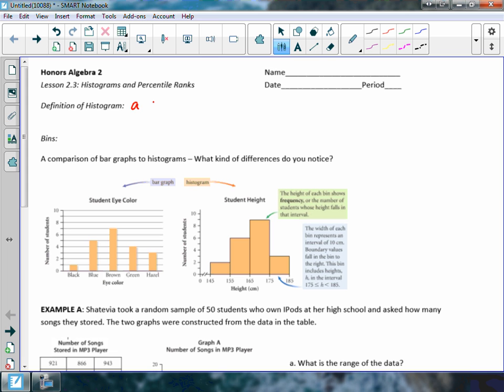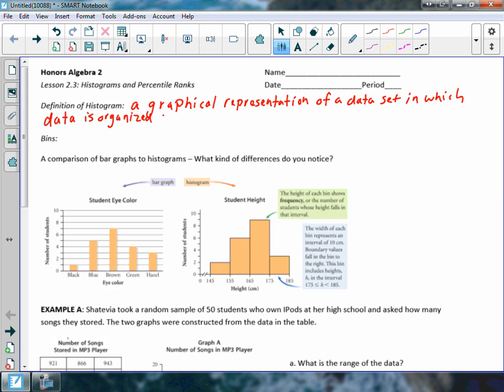A histogram is a graphical representation of a data set in which data is organized by numerical intervals to show overall shape and distribution.